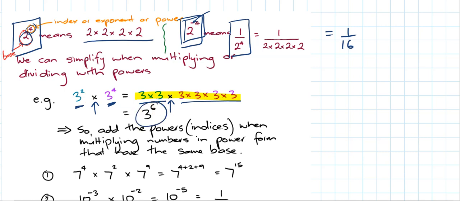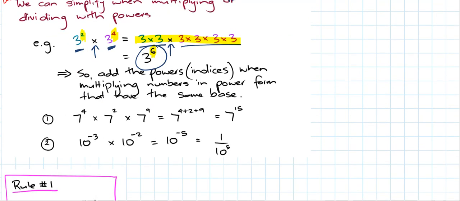power of 6. If you take note of the powers 2, 4, and 6, the simplification here is that when you're multiplying numbers in power form that have the same base, then you can add the powers. A couple more examples here. If we look at this one, the base is the same, so the base is 7. They're all being multiplied, so you can add the powers. This expression becomes 7 to the power of 15, so 4 plus 2 plus 9 is 15.